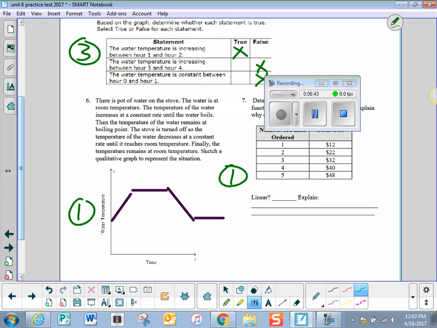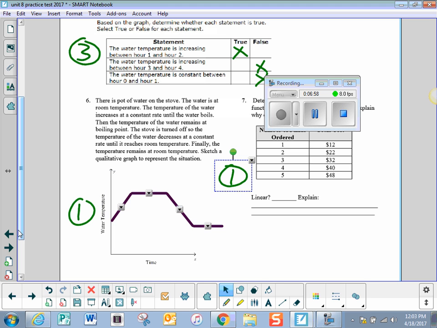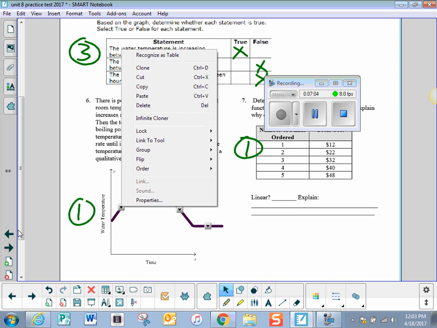So, number 6. Now here's the dealio on 6. Okay? Everybody's graph should look like this, pretty much. Let me make this a little bit better. Well, let me just a minute. So I'm going to go ahead and group these. Okay? I'm going to move that over there.